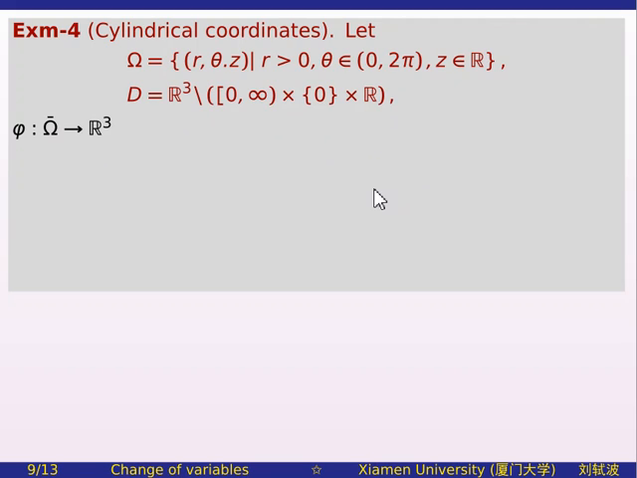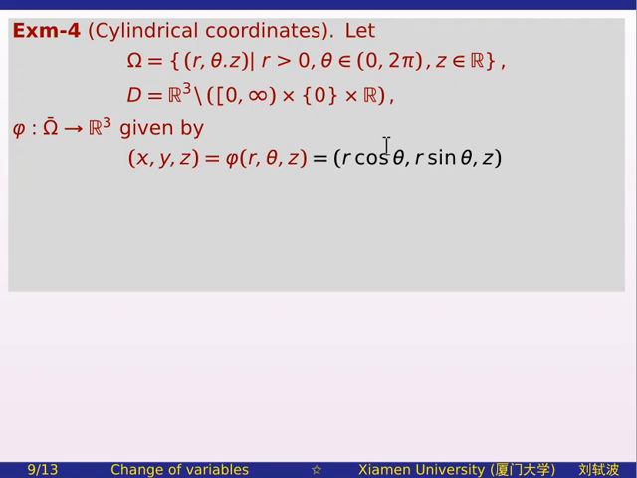Now we define the map phi over the closure of omega. What is the closure of omega? It is a column, because r is unbounded. Anyway, this map is defined in this way: phi maps (r, theta, z) to (x, y, z), where x is r cosine theta, y is r sine theta, and z is z.